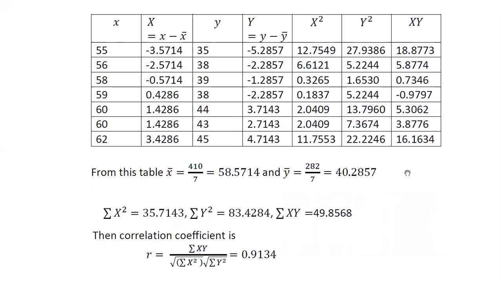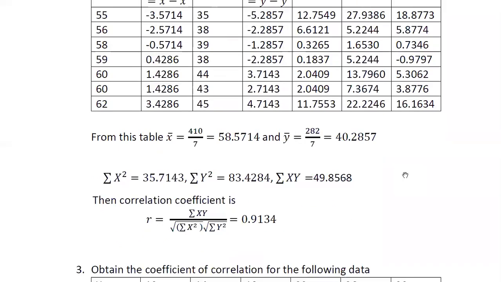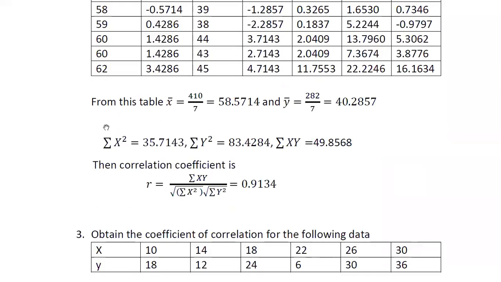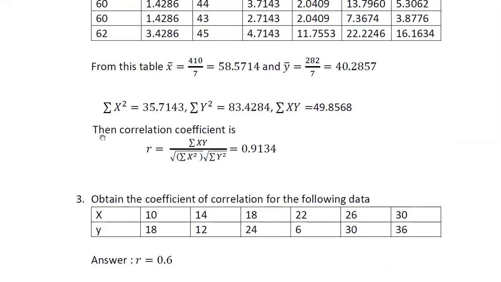So after the calculation, you can calculate the values of summation x square, summation y square and summation of xy, and use a formula and find the value of correlation coefficient R. R is equal to summation of xy divided by square root of summation x square into square root of summation y square. So the value of R will be 0.9134. Here also R lies between -1 and +1.